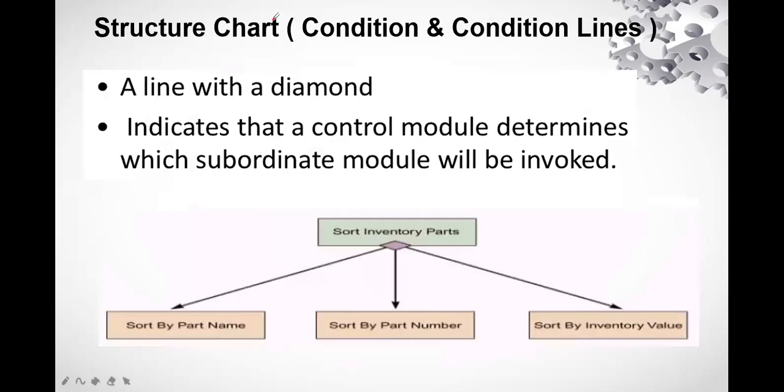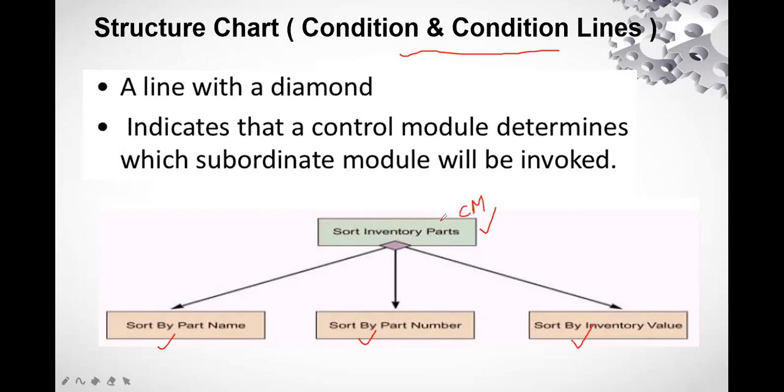Now the next one is how the condition and condition lines are defined. Let's see one more thing. When a subordinate module is being invoked by a control module, I have already told you this is called the control module, right? And these three, this one and this one, are called the subordinate modules, which are decomposed from the main module by branch lines. And this is called the control module.